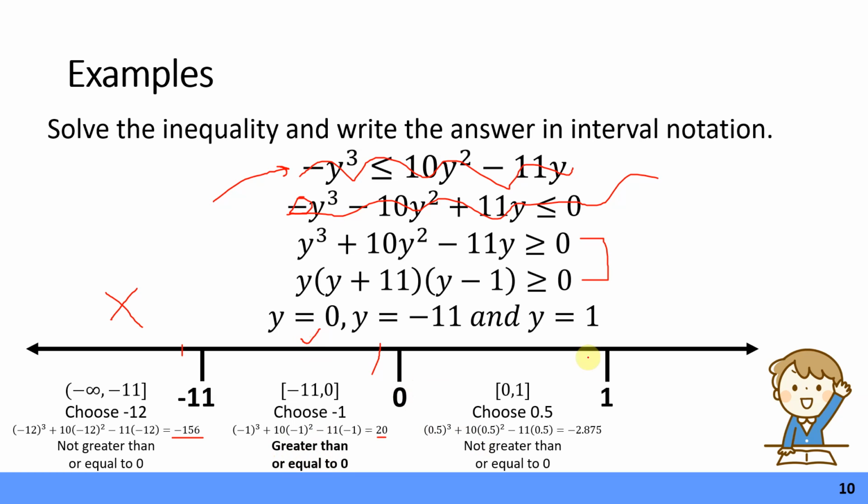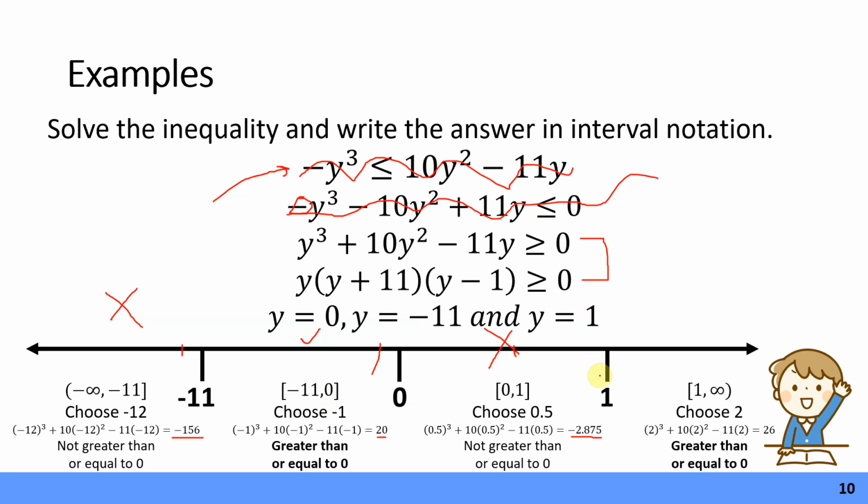Next interval is from 0 to 1. Again, I'm very limited. There are no whole numbers from 0 to 1, so I chose right in the middle, 0.5. I replaced it into all of the y's here. So 0.5 to the third plus 10 times 0.5 squared minus 11 times 0.5. Put it in the calculator. I got negative 2.875. It's negative, so is that greater than or equal to 0? No, it's not. So far I only have one answer.